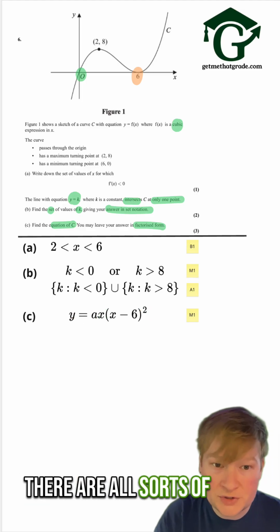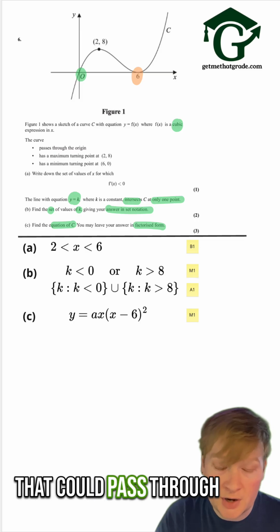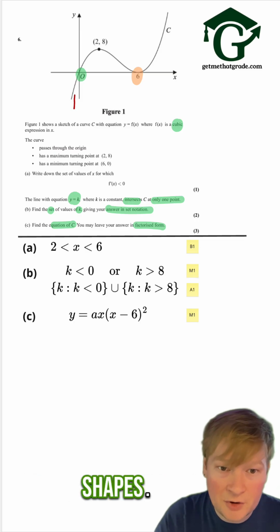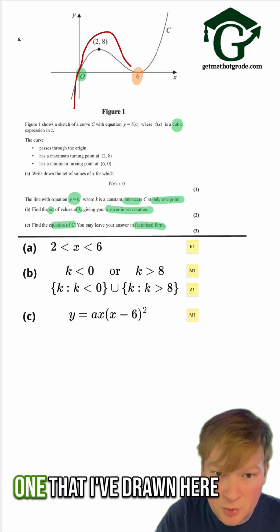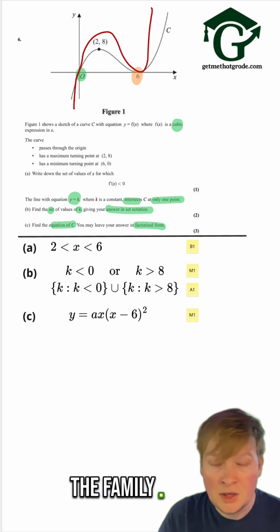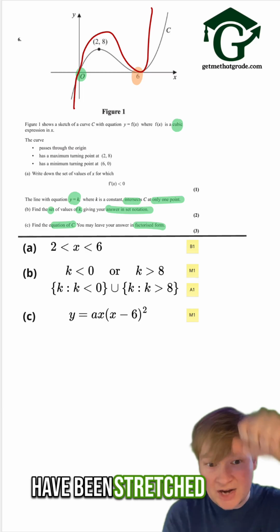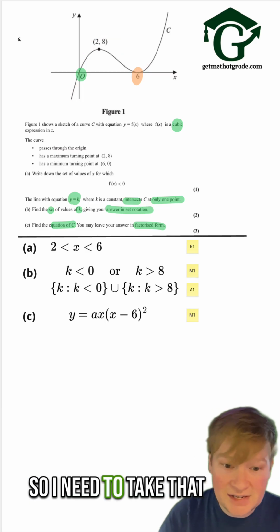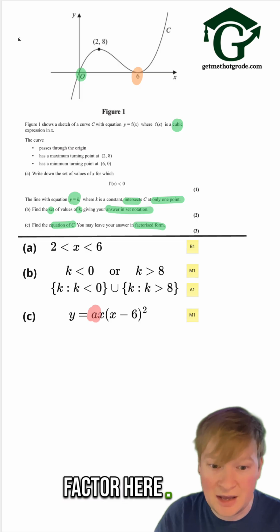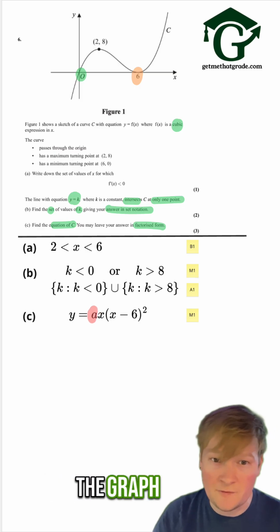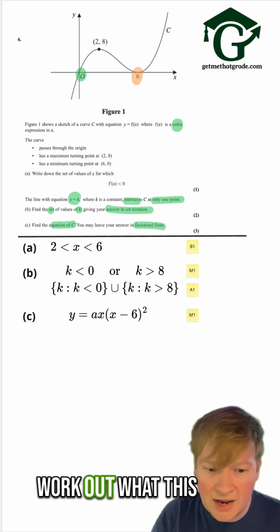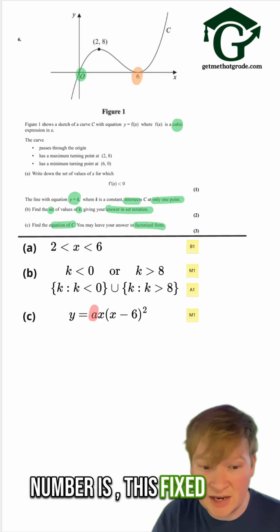But there's something else we mustn't forget. There are all sorts of different cubic graphs that could pass through those 2 points I've highlighted, all with slightly different shapes. So for example, the one that I've drawn here could be another one in the family. So all of these graphs have been stretched vertically. So I need to take that into account by including a scaling factor here. That's going to stretch the graph vertically parallel to the y-axis. And I'm going to need to work out what this number is, this fixed constant a is.